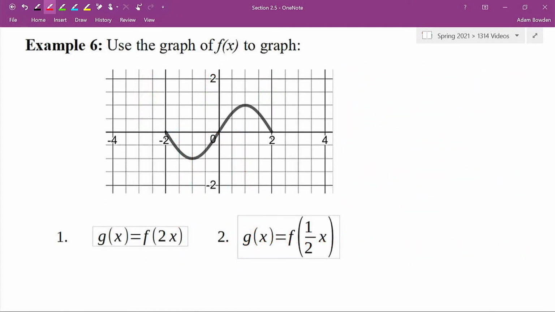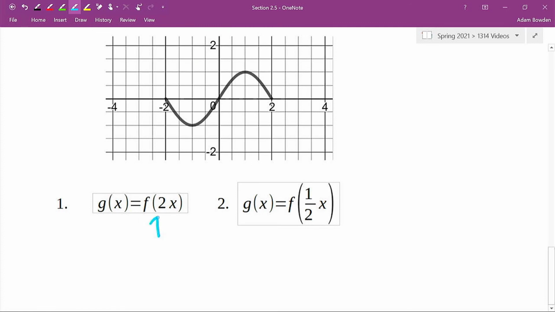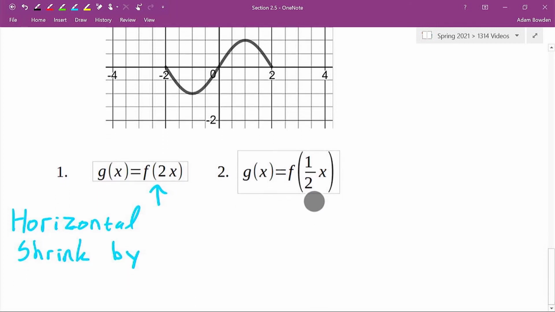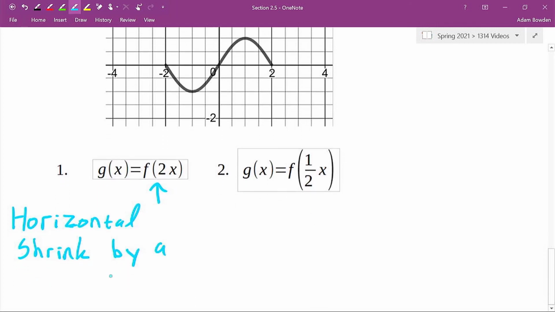So what we're going to do on this one is look at the graph of f of x, but try to produce g of x based off of the transformations. The first one's saying that g of x is equal to f of 2 times x. And if you see the 2 times x inside the function multiplying it, that's the horizontal shrinking situation. Horizontal shrinking happens when the number is bigger than 1, like a 2 or a 3. But whenever it shrinks, it's going to shrink by a factor of 1/2.